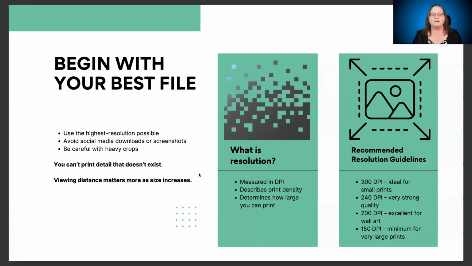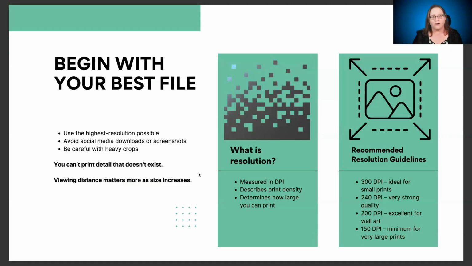So let's talk a little bit about resolution. These are the dots per inch, measured in DPI, that describe print density in an image. And it determines how large you can print any given image. So 300 DPI is ideal for smaller prints. So if we're talking, kind of up to, I'd say, like an 11 by 14, 16 by 20, 300 is ideal.